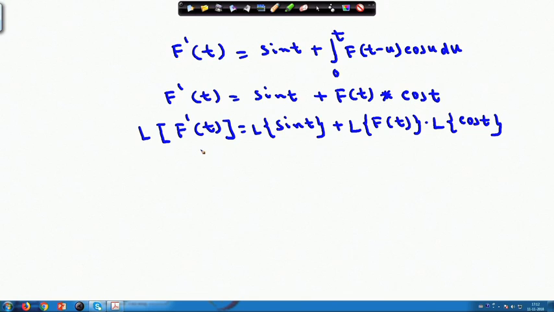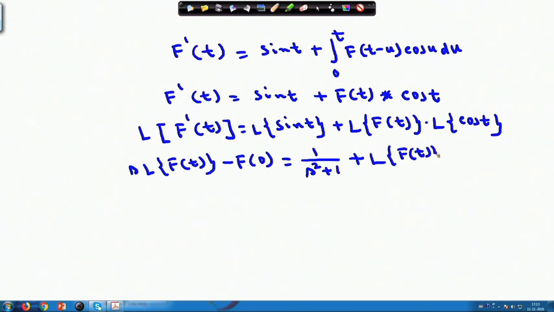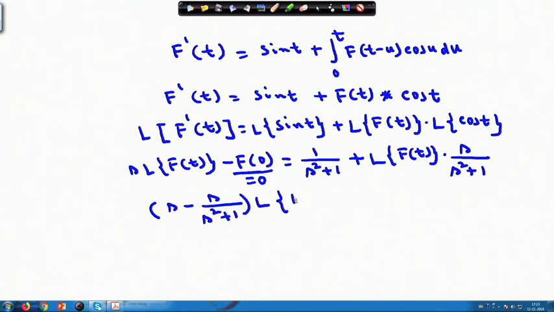What is the Laplace transform of f dash t? From the definition, you can write s times the Laplace transform of f(t) minus f(0). The Laplace transform of sin t is 1 by s square plus 1, plus the Laplace transform of f(t) into the Laplace transform of cos t, which is s by s square plus 1. And your f(0) is 0, so this value will be equal to 0, it is given to us. Now if I take the Laplace transform of f(t) common, I obtain s minus s by s square plus 1, into the Laplace transform of f(t), equals 1 by s square plus 1.